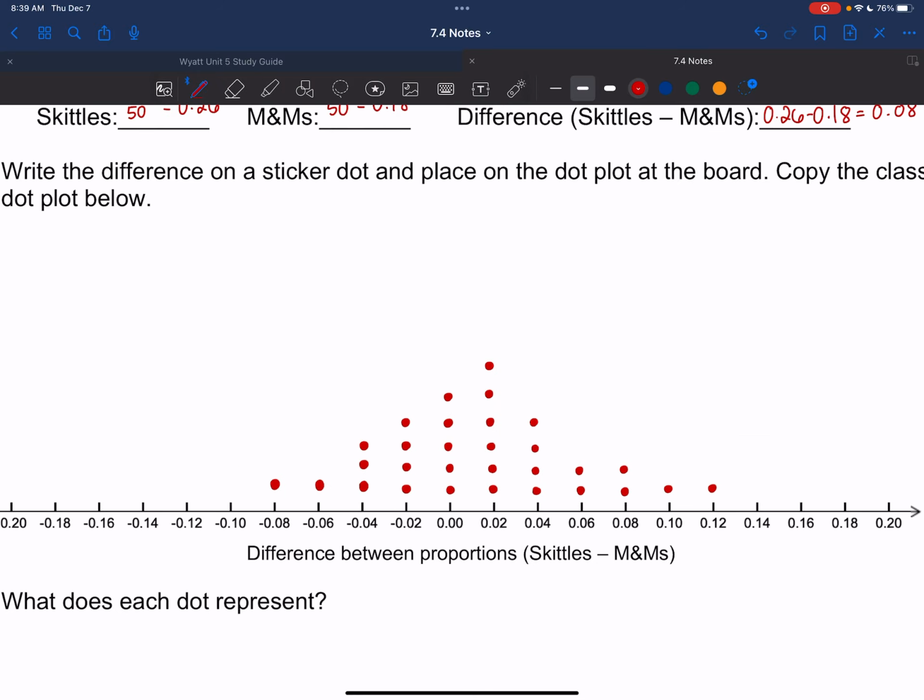All right, and then don't forget, we got to give it a title. This is a sampling distribution of p hat 1 minus p hat 2.